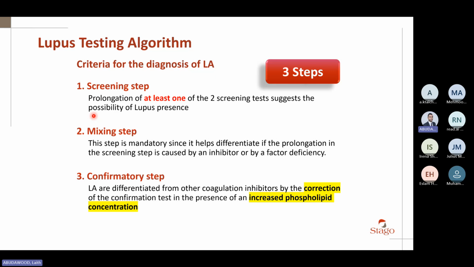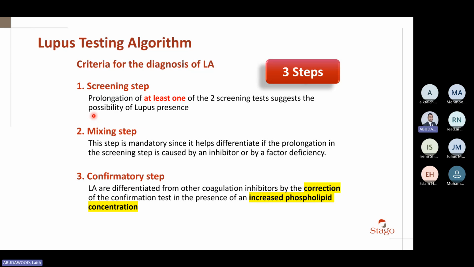Mixing step says, no, what you have is an inhibitor, not a factor deficiency. I have to continue to the confirm step to check what is the inhibitor. Is it lupus or maybe something else? So if the mixing step came back within normal ranges, I say that what is causing the screen prolongation is factor deficiency. If the mixing step is still prolonged, I say there's an inhibitor. I have to continue to the confirmatory step.